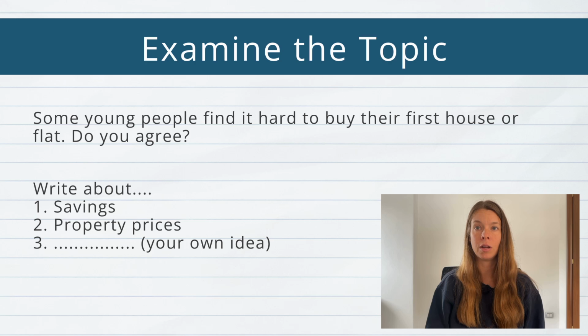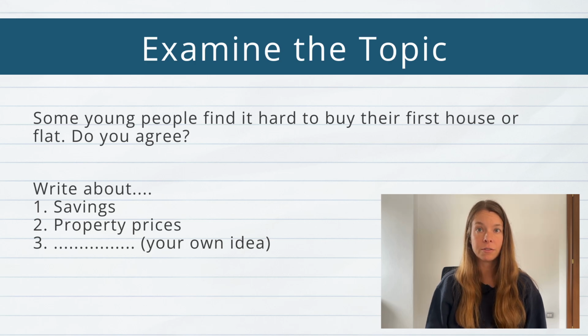Let's have a look at our example question. Here we have the statement, some young people find it hard to buy their first house or flat. Do you agree? We need to include in our essay savings, property prices, and also our own idea. So we're going to use those three things, savings, property prices, and our own idea, to be able to support our opinion on this statement. So if we go back and look at the statement, it says, some young people find it hard to buy their first house or flat.